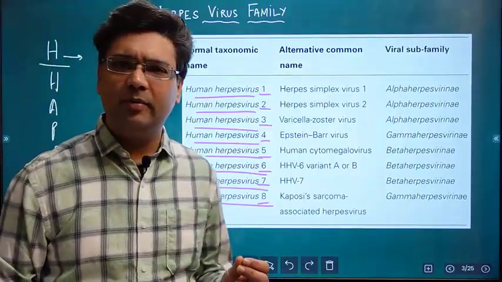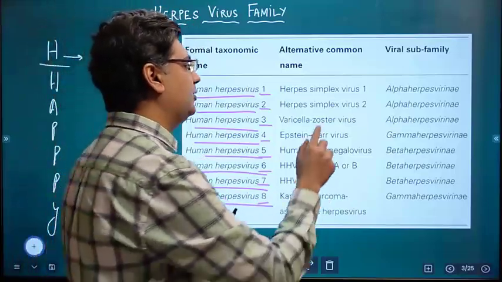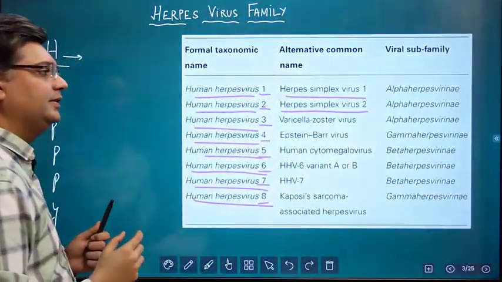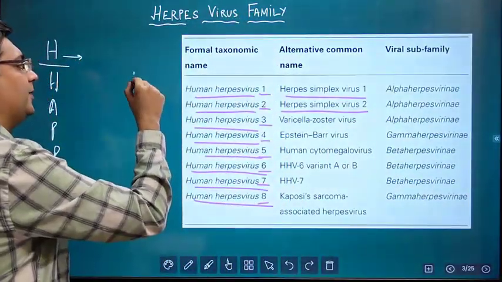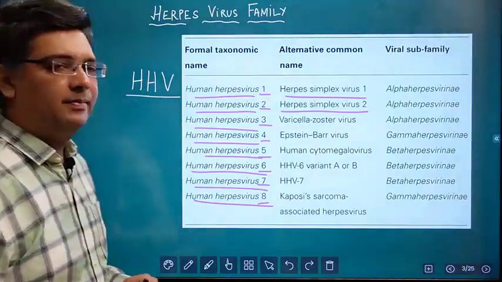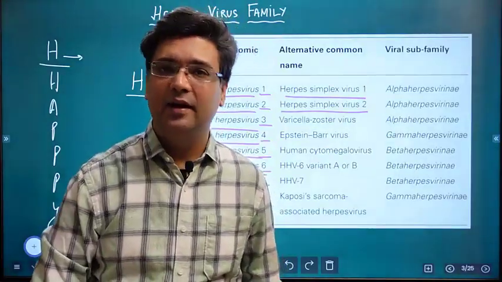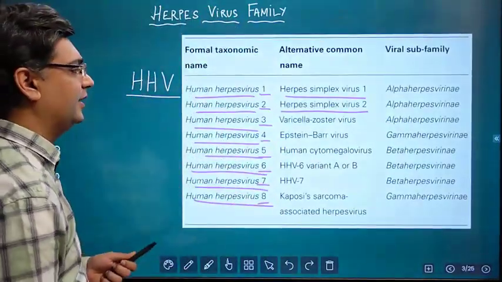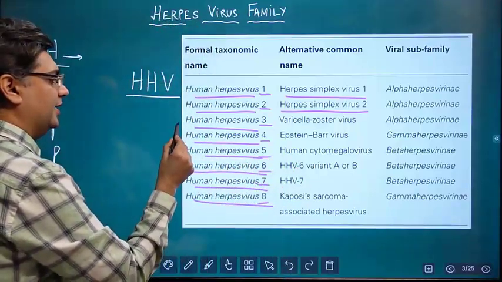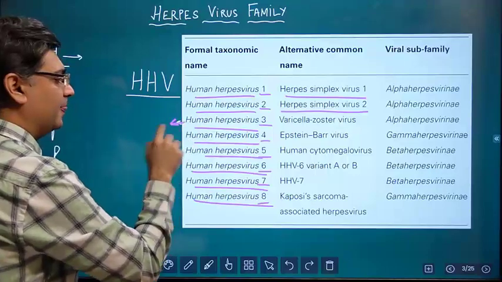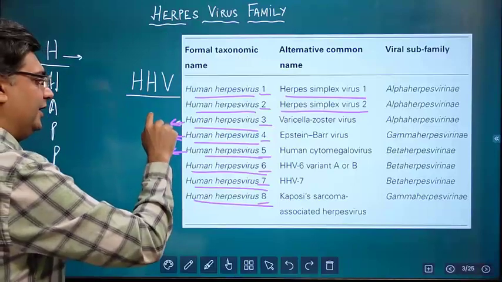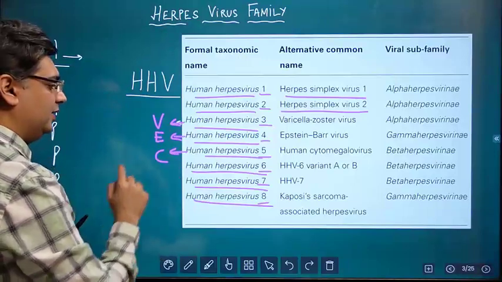Just remember that HHV1 is your herpes simplex 1 and HHV2 is your herpes simplex 2. HHV is the human herpes virus family. So nothing difficult here. You will remember HHV1 is HSV1 and HHV2 is HSV2, the herpes simplex 1 and the herpes simplex 2. HHV3 is the varicella virus, and this is where we'll make an acronym for 3, 4, 5. What acronym are we making for 345? It is VEC, V, E and C.